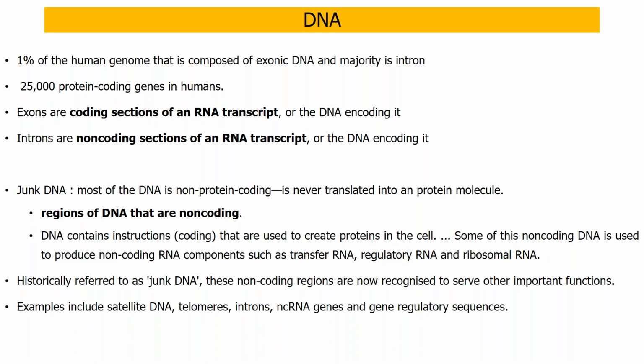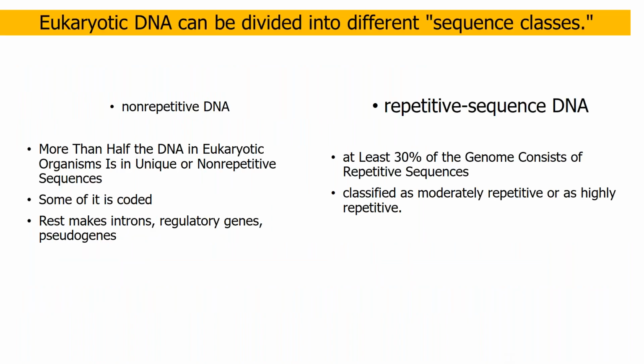Other examples of junk DNA are satellite DNA, telomeres, introns, non-coding RNA genes. The genes that encode RNA, whether tRNA or rRNA, we will not include in junk. And the DNA regulatory sequences.